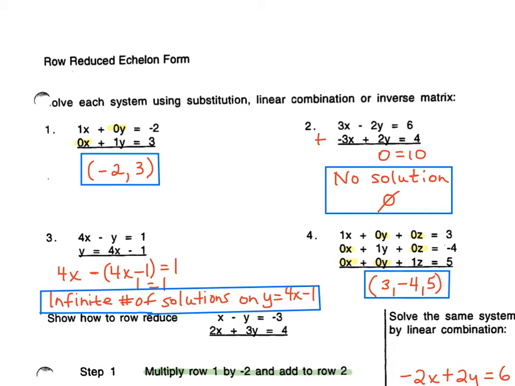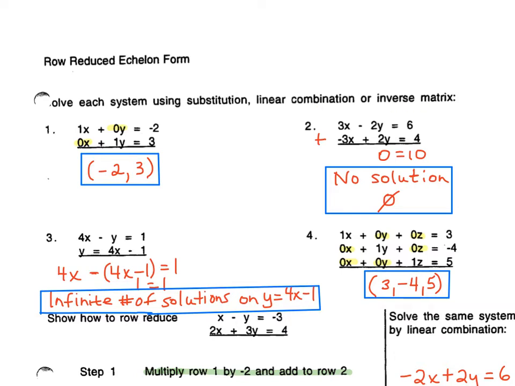In this lesson, we're going to explore a way of solving systems of equations using something called row reduced echelon form, or RREF. Before we get to that, though, we're going to do some preliminary work. So in these first four examples, it says solve each system using substitution, linear combination, or sometimes it's referred to as linear elimination, or inverse matrix.